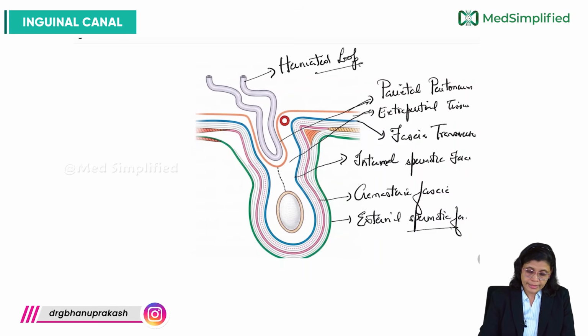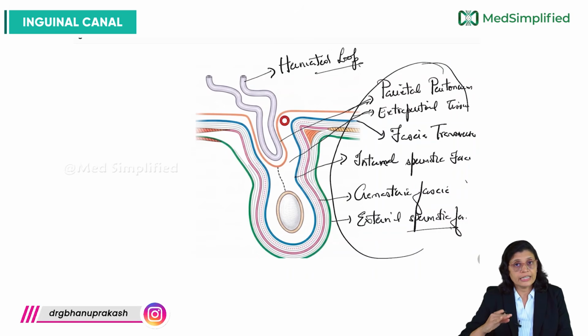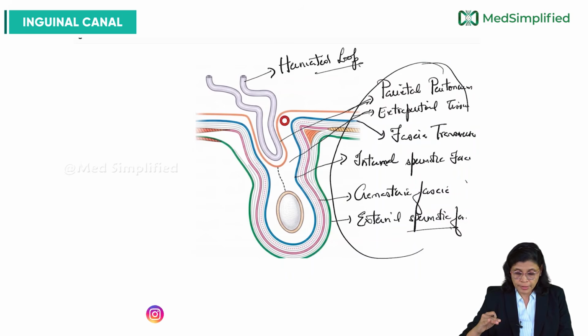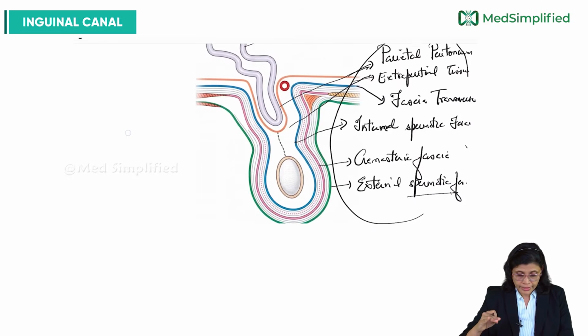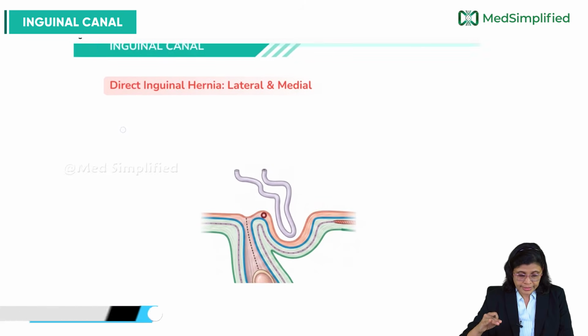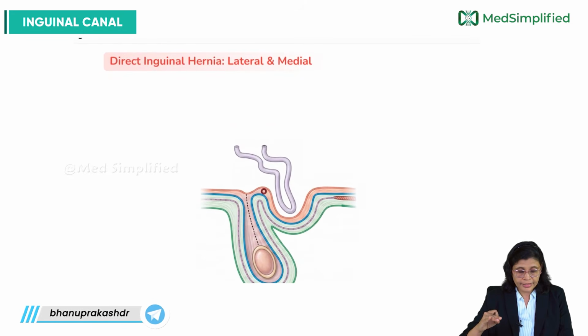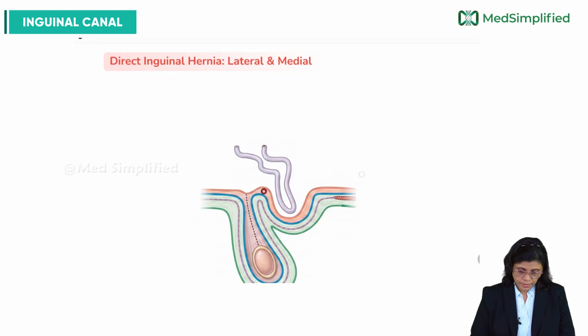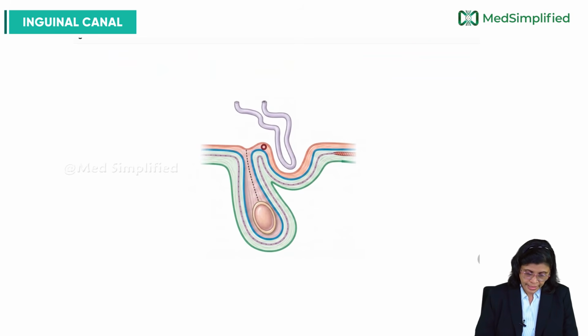So basically these are the most important coverings of the indirect inguinal hernia. Indirect inguinal hernia is when it occurs through the deep inguinal ring. If the hernia is direct, we have two kinds, lateral and medial, based on whether it is lateral to the medial umbilical ligament or medial to the medial umbilical ligament. So first we will see the lateral one.